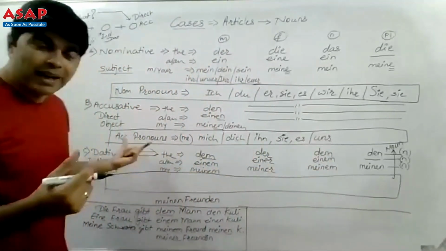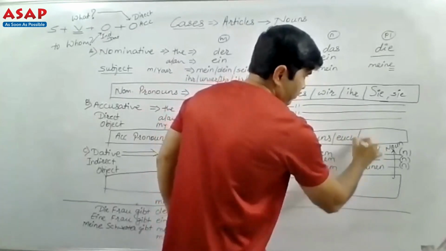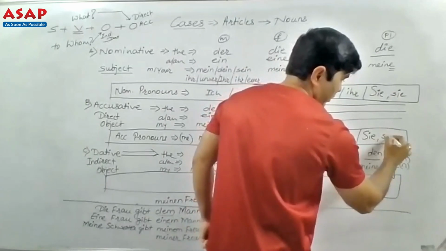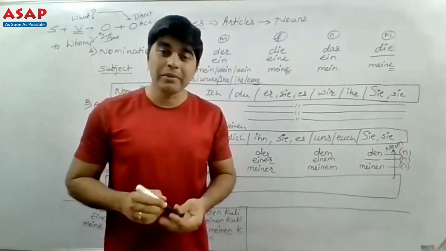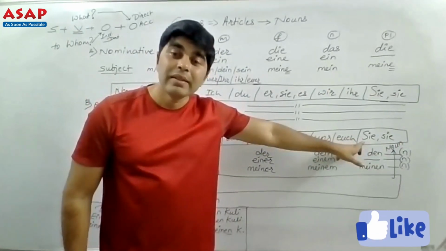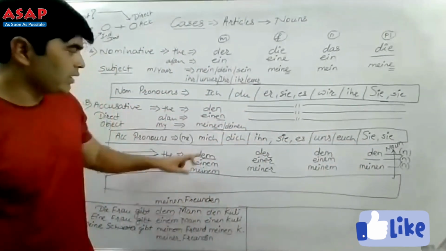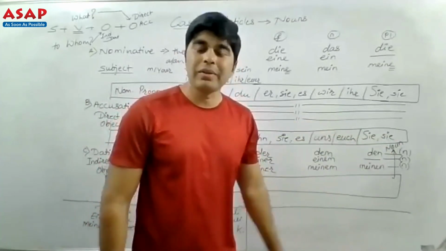Accusative pronouns means what? Ihr becomes euch. Sie remains sie, and this sie also remains sie. So how do you say I love you formally? Ich liebe Sie. If you're informal with each other, ich liebe dich. Ich liebe sie. And the last one, I love them.